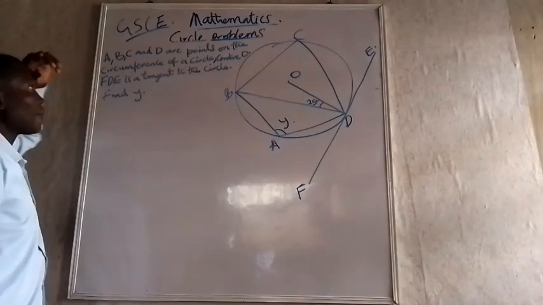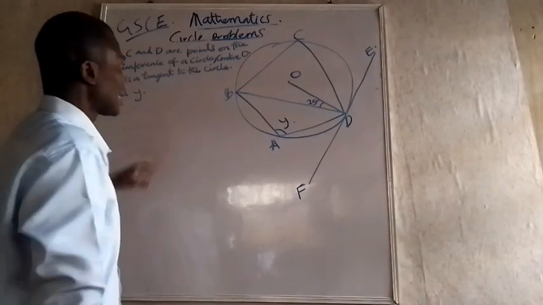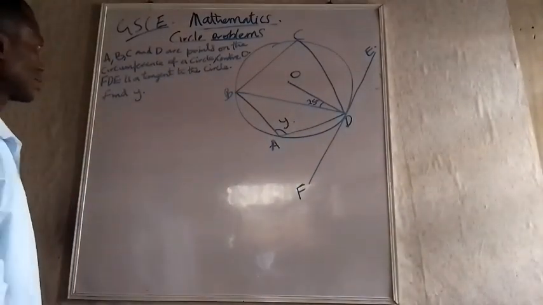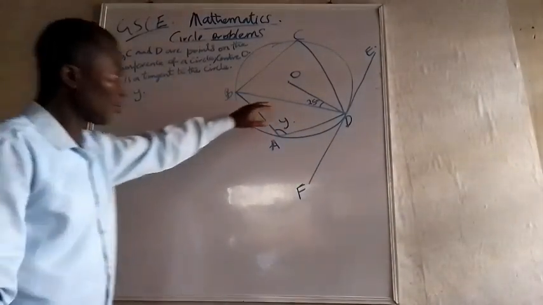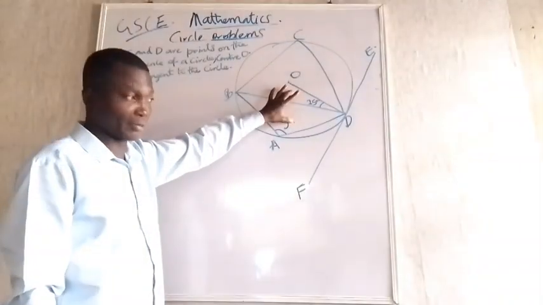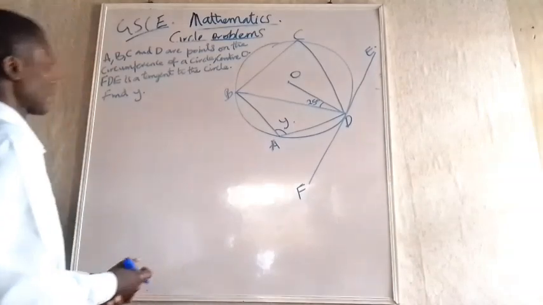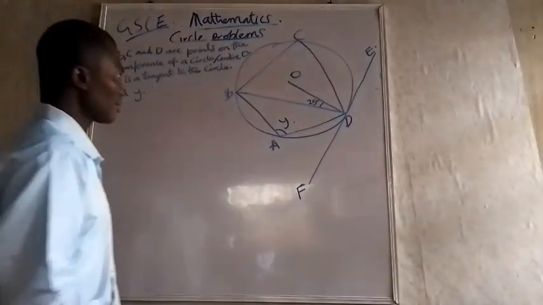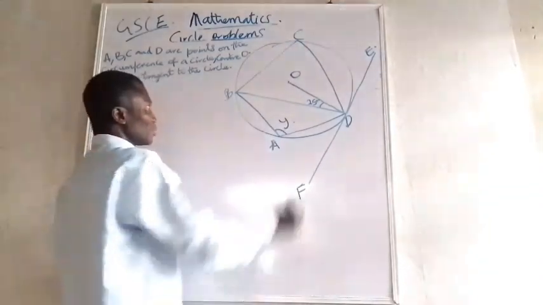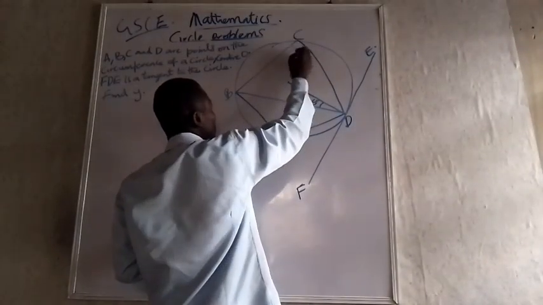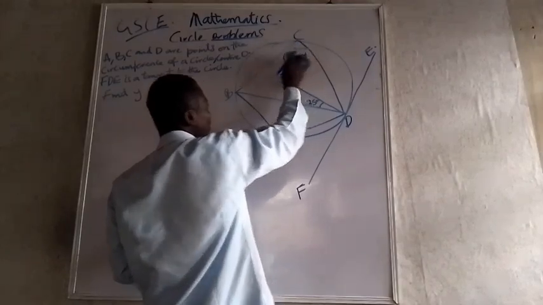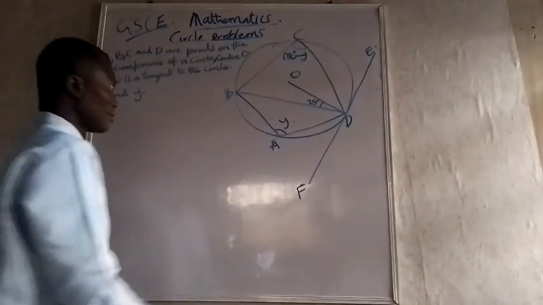A, B, C, and D are points on the circumference of a circle, center O. This is A, B, C, and D, center O. FD is a tangent to the circle. We have to find y. There is a relationship between y and this place, so I deliberately gave it a figure, for ease and clarity. Now, we know one thing. This place and this place will be equal to 180 degrees. So this place is equal to 180 degrees minus y. You have already settled that one.